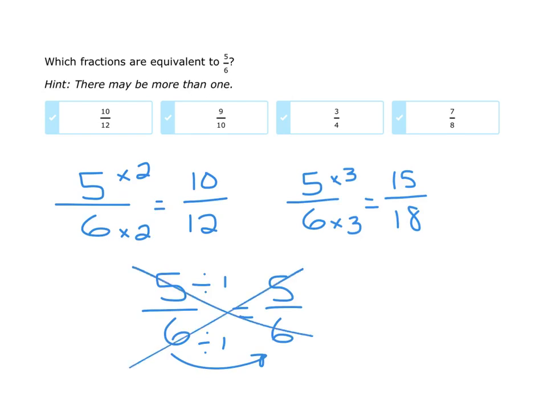Okay, so in this case, I can multiply by 2, and the hint, there may be more than one. Well, in this case, there's only one. 10 twelfths is equivalent to 5/6.